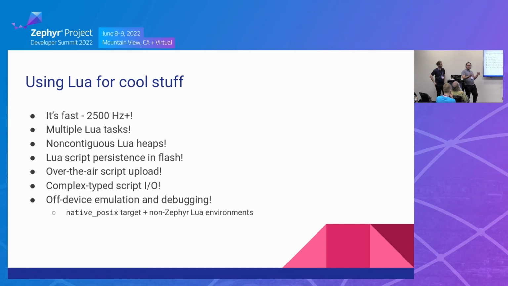And so you could do that either by writing a desktop app, linking Lua into it, and implementing your API, or you can build Zephyr for the native POSIX target and build it that way and test your implementation of your Lua API against the Zephyr API.